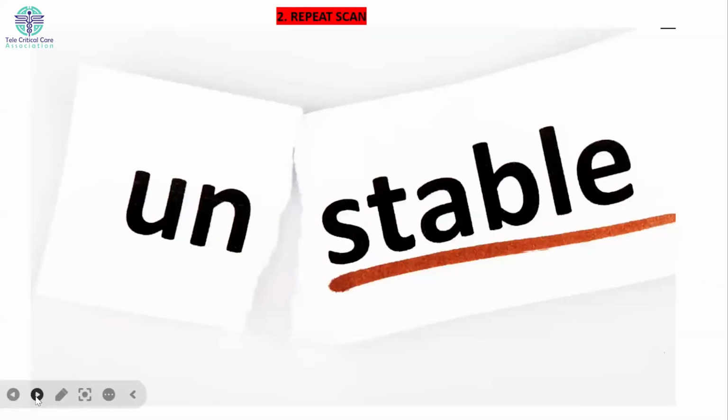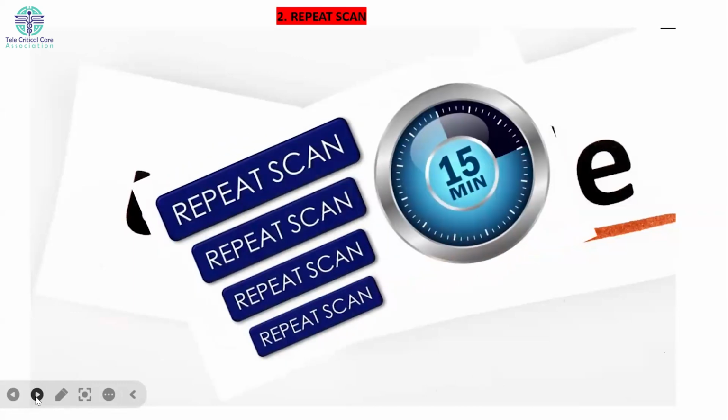The second problem with FAST scan, as we have also discussed, is that if the patient is borderline stable or stable and we are not able to find any free fluid in the abdomen, we are not getting any etiology. So in that case, we have to repeat the scan every 15 minutes till we get some etiology. So this is one of the shortcomings in which we can actually take help of our CT scan.